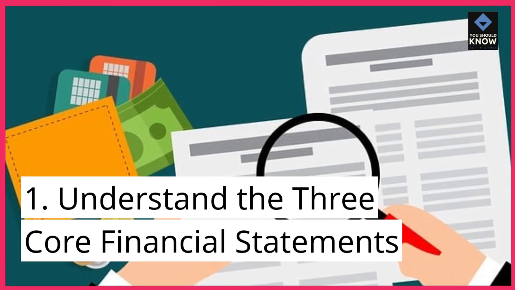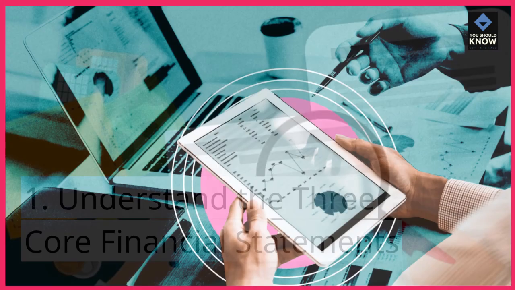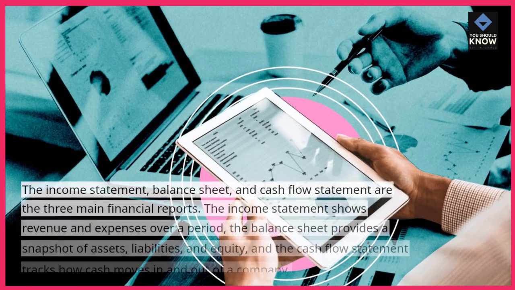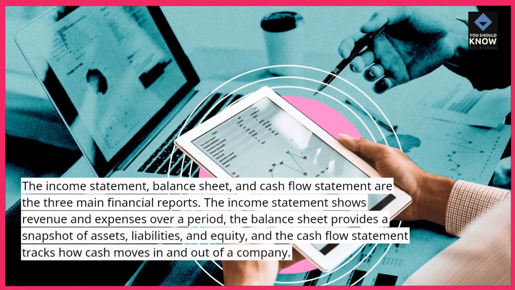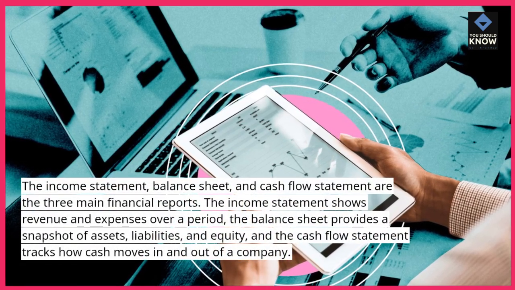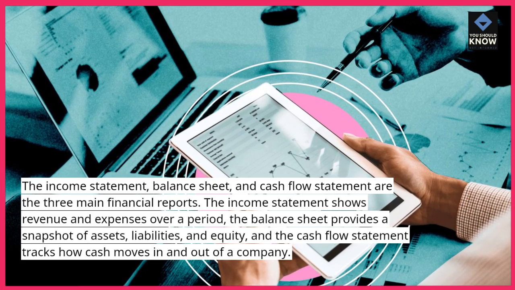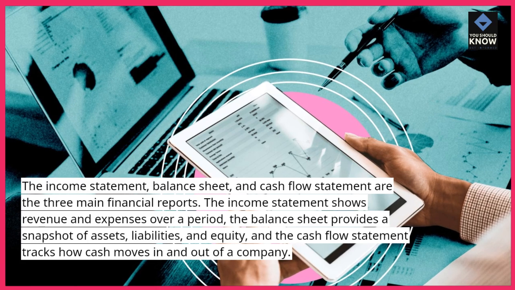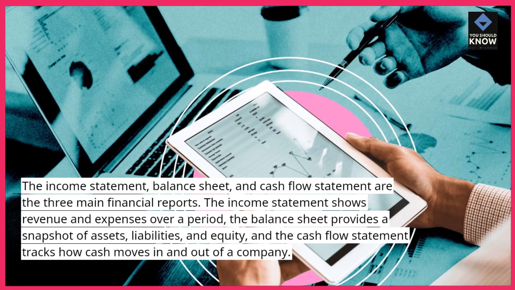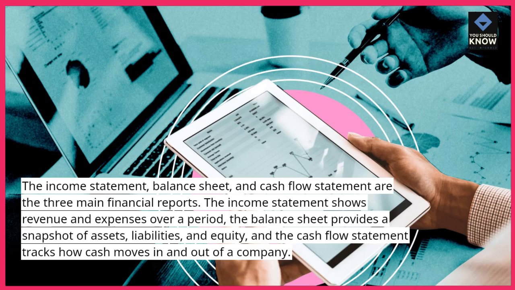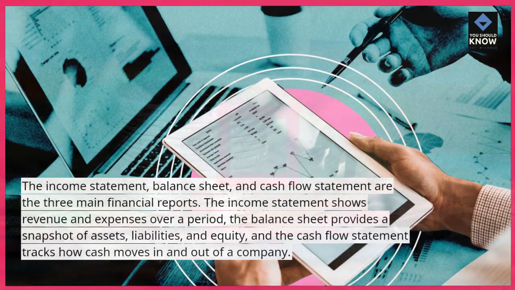1. Understand the 3 core financial statements. The income statement, balance sheet, and cash flow statement are the 3 main financial reports. The income statement shows revenue and expenses over a period. The balance sheet provides a snapshot of assets, liabilities, and equity, and the cash flow statement tracks how cash moves in and out of a company.